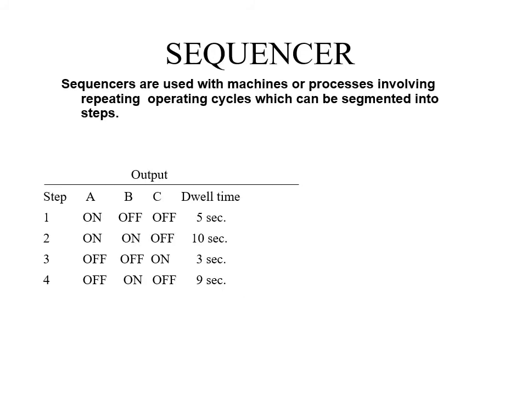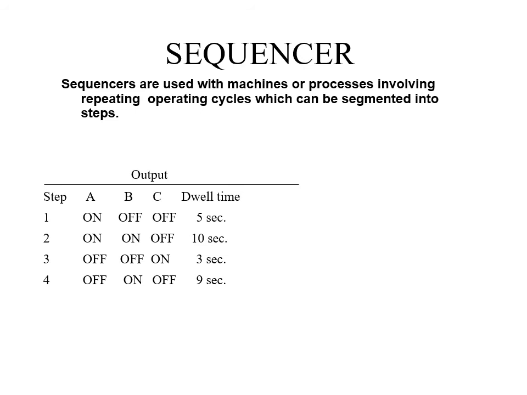So for the sequencers, sequencers are used with machines or processes involving repeating operating cycles, which can be segmented into steps. So in this case, as we can see, we have 4 steps, 1, 2, 3, 4. We have 3 outputs, A, B, and C, and we have dwell time. The dwell time is the amount of time in which we will dwell in this step.